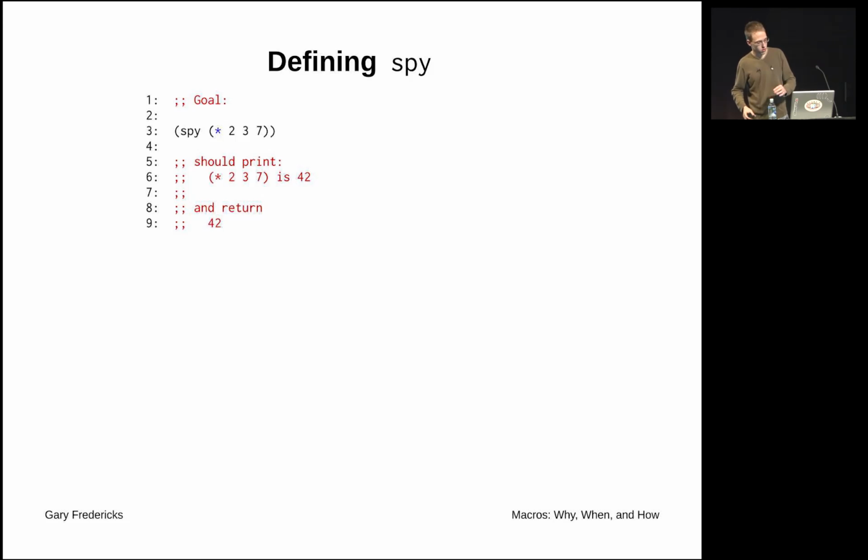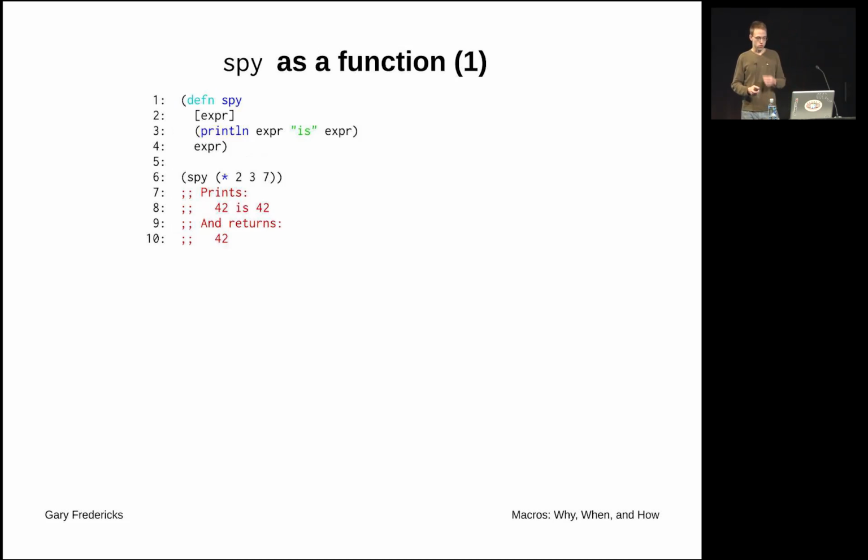So for a sanity check, let's make sure that we can't do this as a function. We can try writing a function called spy that takes an expression and prints that the expression is the value, and we can tell this probably shouldn't work because on line 3 we have the expr written the same way both times, so we shouldn't expect it to do two different things. And indeed, when we run this, we get on line 8, 42 is 42, which is certainly not what we wanted. We can try quoting the first one, but if we do this, all we're really doing on line 3 is quoting the symbol expr and passing that in to println, and so we get printed expr is 42, also not what we wanted.